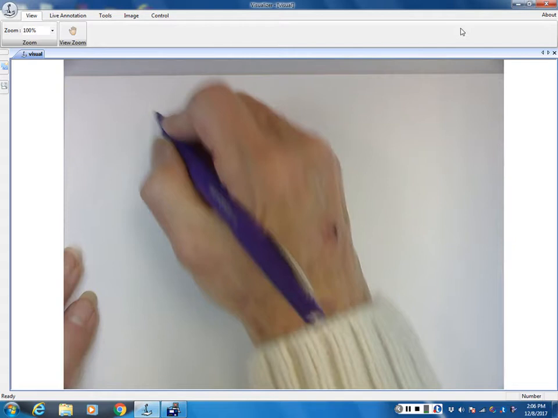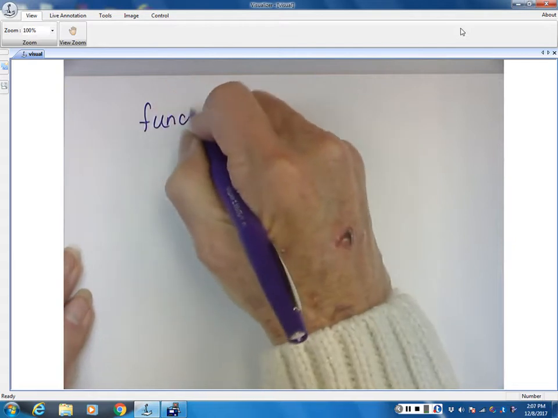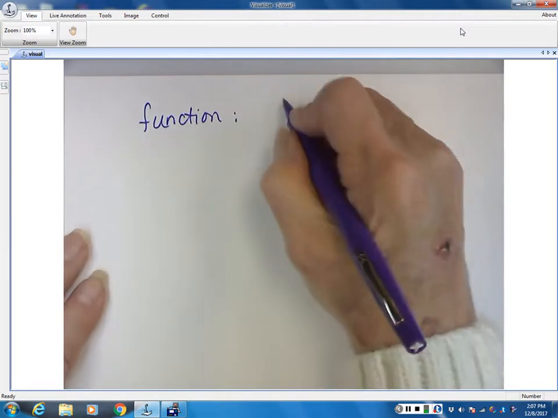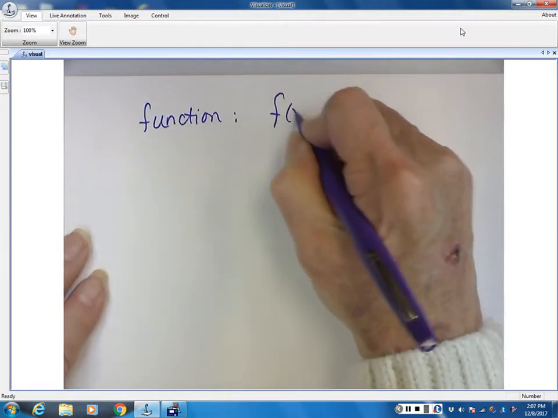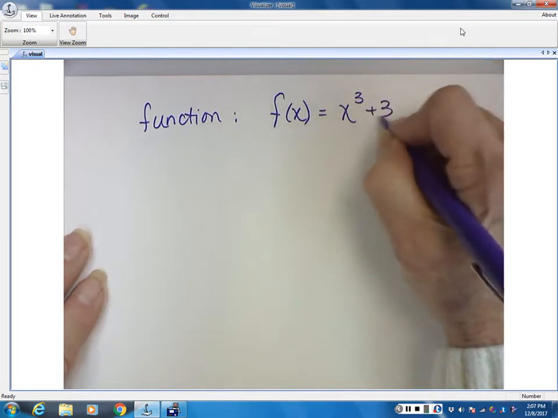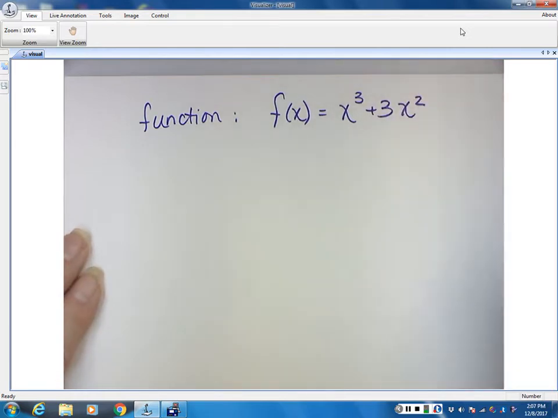Okay, since I've already written on the test pages that I have for 28 and 29, I'm just going to go starting from scratch on it. So number 28 says to give the following properties of this function. The function is f of x equals x cubed plus 3x squared minus 4x minus 12.